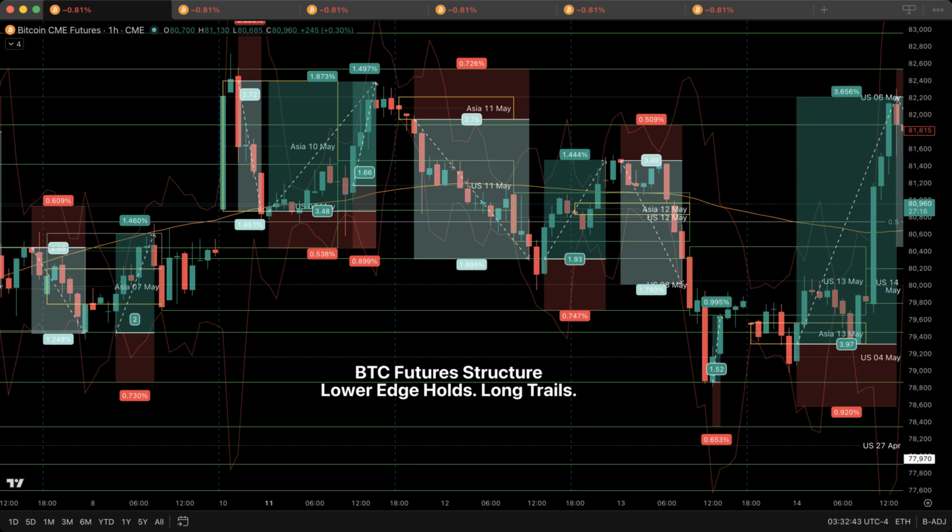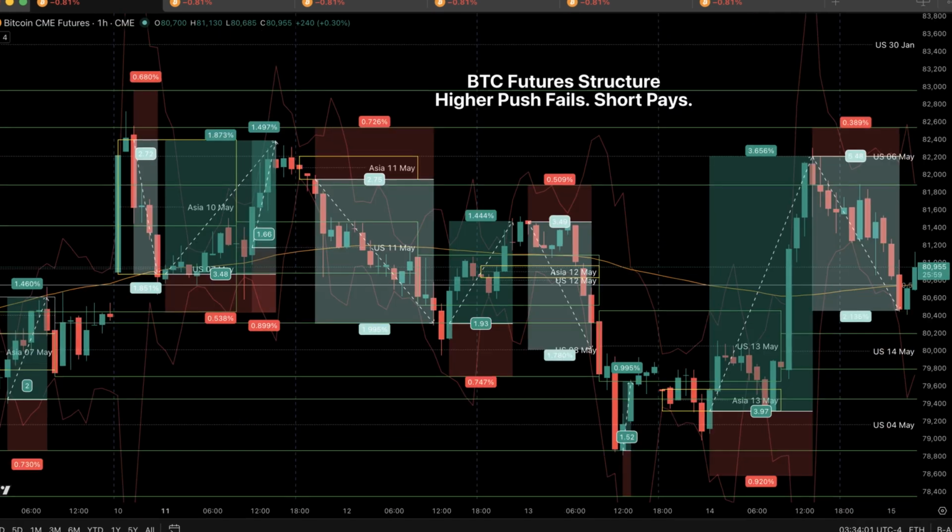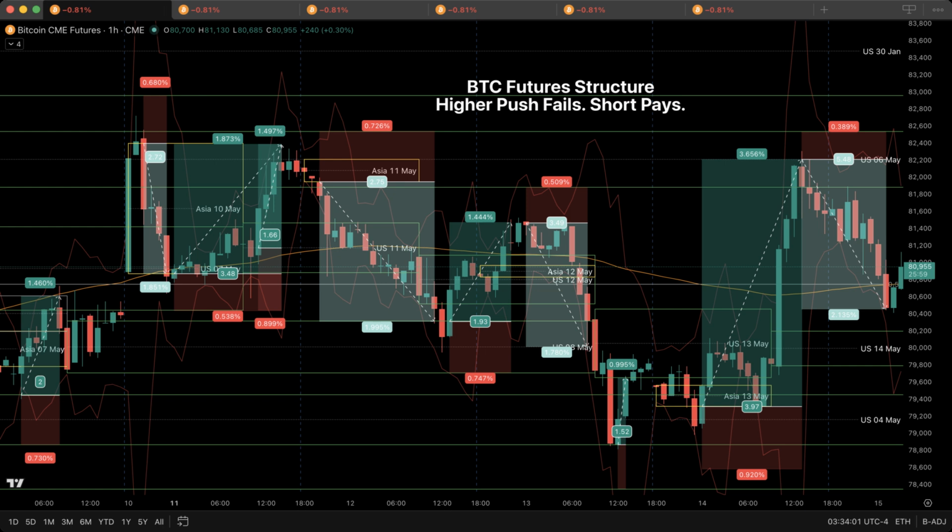The lower edge holds. The session recovers. The recovery earns more space. Then the trail follows. The long does not come from optimism. It comes from survival at the lower boundary. That is the structure. That is the execution. That is why the long works. Price reclaims higher memory. Then it fails from above. The reversal is where the short begins.